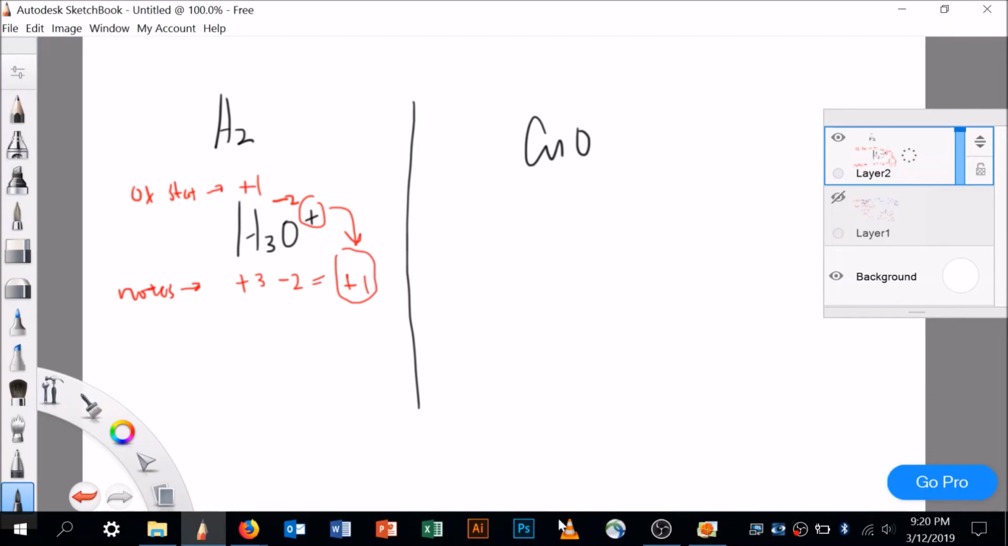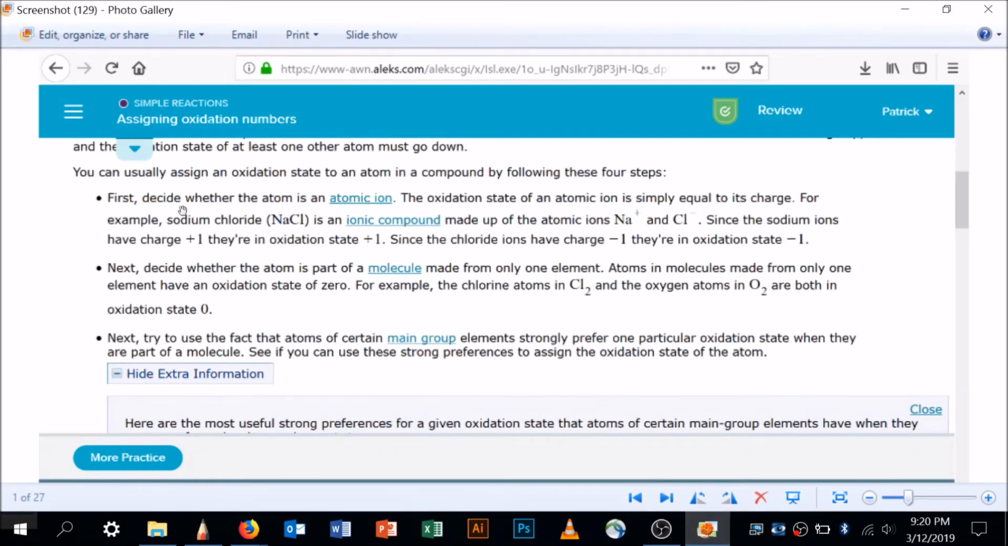Copper oxide. So first of all, we have to decide whether the atom is an atomic ion. It's not. It's not ionic. There was no charge there, and there's more than one atom. Next, decide whether the atom is part of a molecule made from only one element. No, it's not that either, right? Because it was a copper and an oxygen.